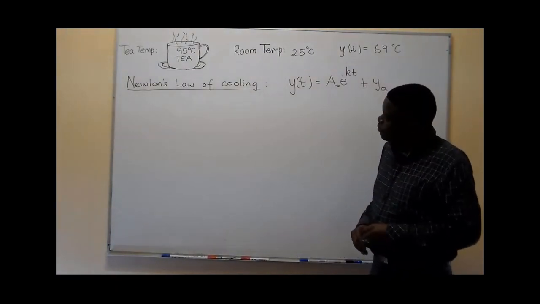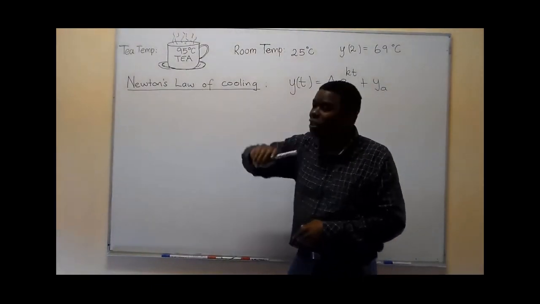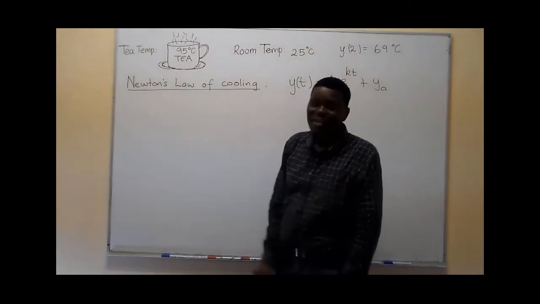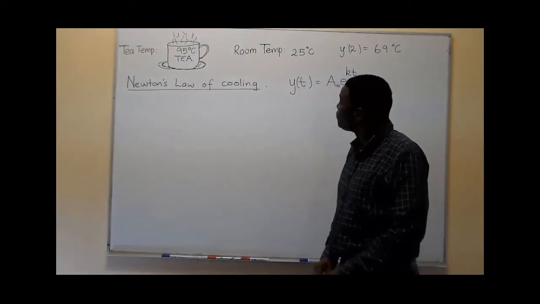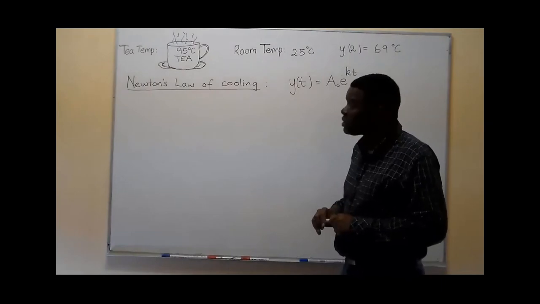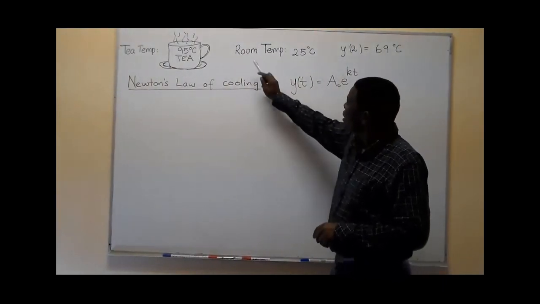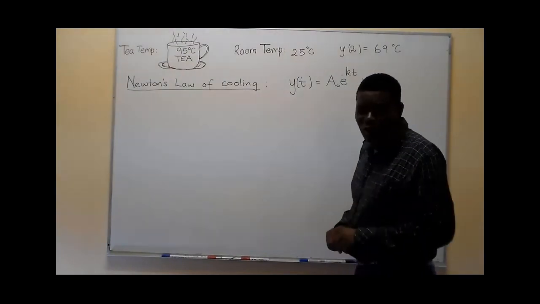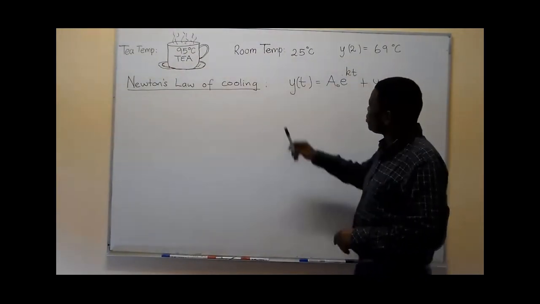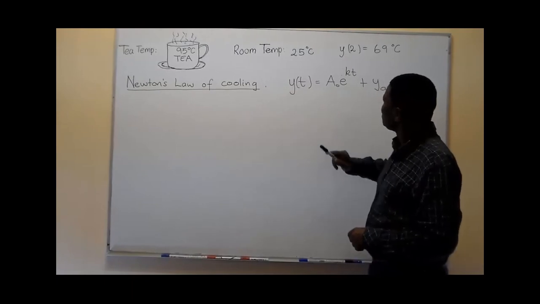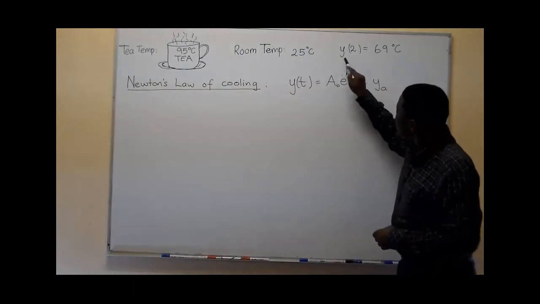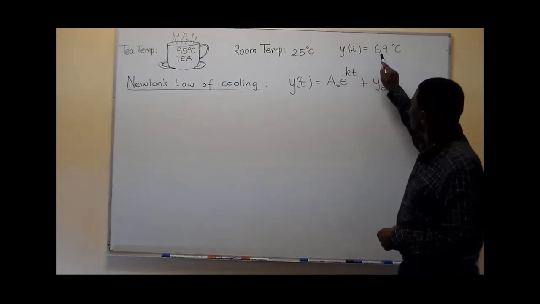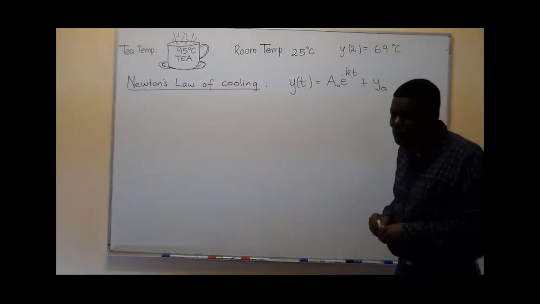Alright, the situation here is as follows. We're given a cup of tea or a cup of coffee or hot chocolate which is at 95 degrees Celsius. And the room temperature, when we start observing this experiment, is at 25 degrees Celsius, which is normal temperature in most parts of our country. And we're told also that after 2 minutes, the temperature of this tea is at 69 degrees Celsius.